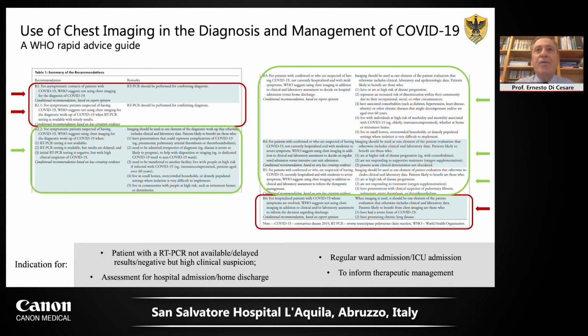In the recommendation on the use of chest imaging, the diagnosis and the management of COVID-19 published in this paper in Radiology February 2021, CT was reported as appropriate in patients with RT-PCR not available, in delayed results, in negative cases but with high clinical suspicion, or for assessment for hospital admission or home discharge, in patient selection for regular ward or ICU admission, and for therapeutic management, as was presented before.